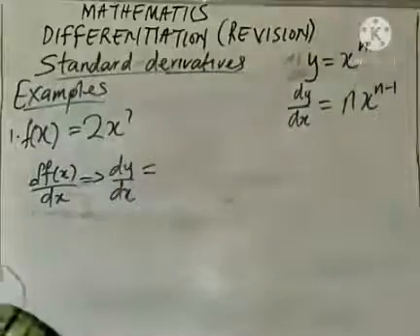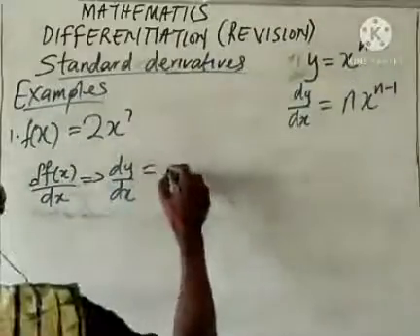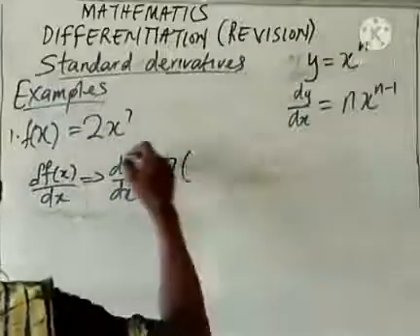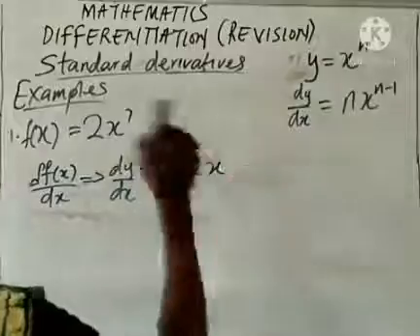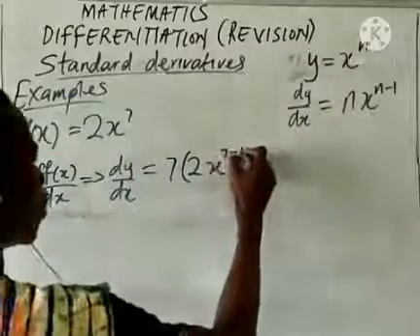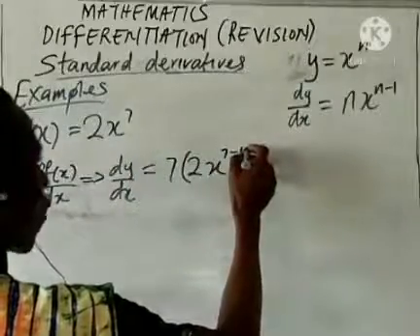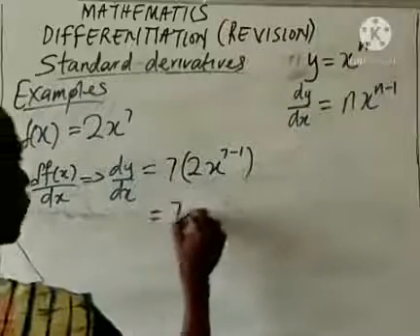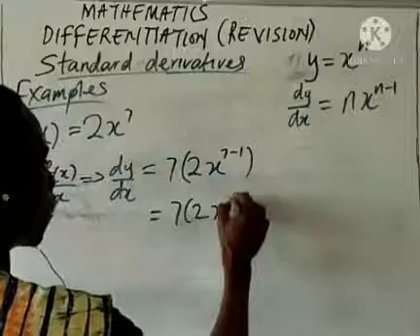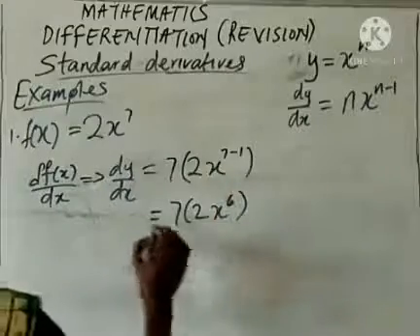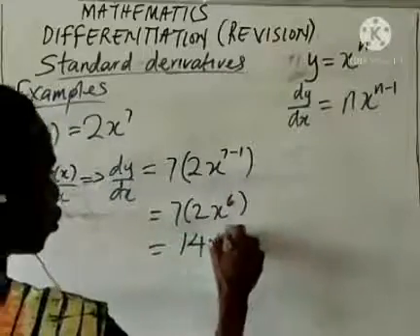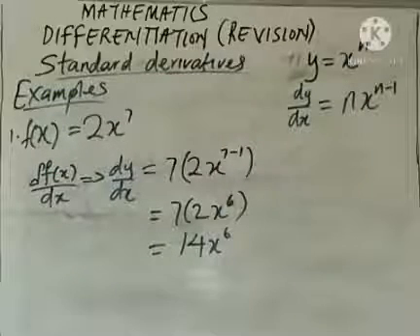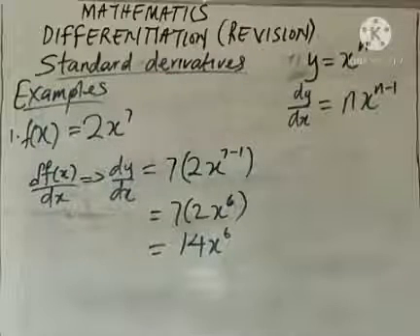Recall, I will have my n to come to the front. So my n in this case is 7. 7 to come to the front, to multiply my 2x. Then the power of x is taken to what? Reduced by 1. So I'll be having 7 minus 1 there. So here I'll be having 7 into 2x raised to power 6. Now to open this bracket, I'll be having 7 times 2, 14x raised to power 6. So that's the particular basic rule of standard derivative applied to this.